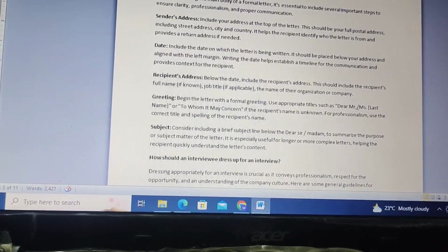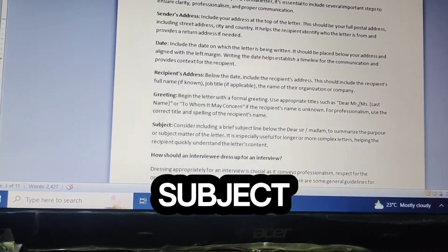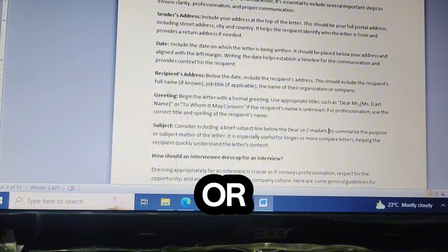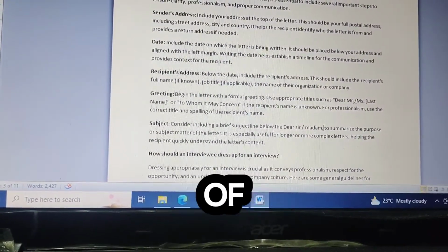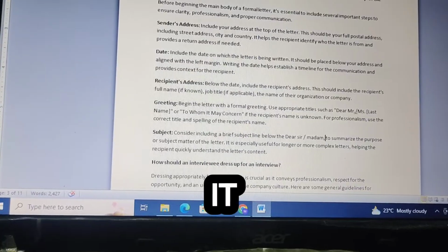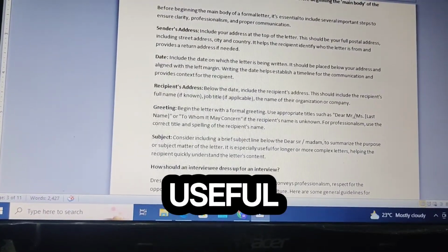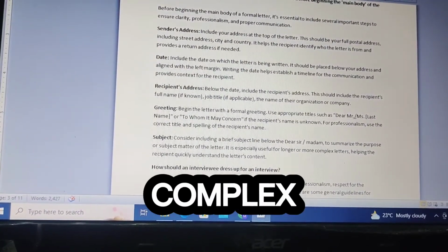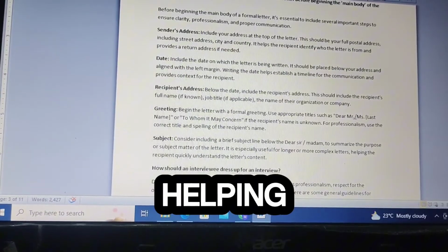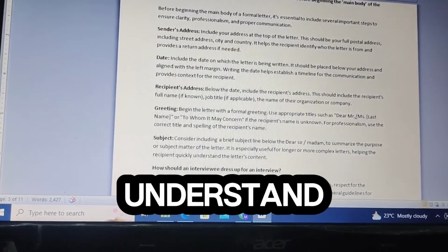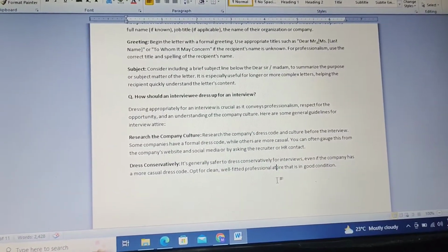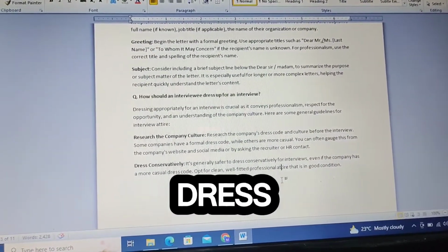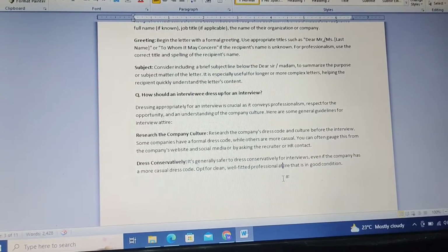Subject. Consider including a brief subject line below the Dear Sir or Madam to summarize the purpose or the subject matter of the letter. It is especially useful for longer or more complex letters, helping the recipient quickly understand the letter's content.